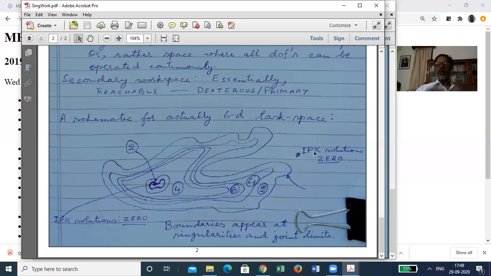So that is the typical schematic of a task space, and the embedding of the workspace, primary, secondary, everything in that. So with this, this entire topic of robot kinematics is over for us, and in the next lecture we will take up trajectory planning.